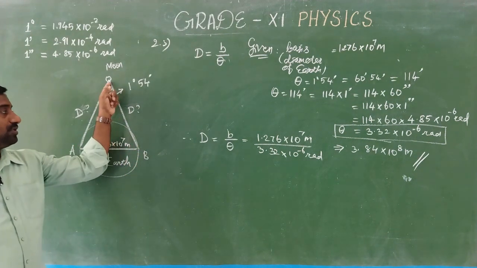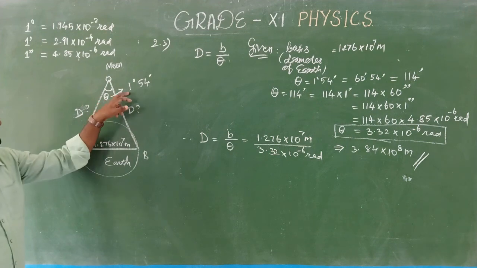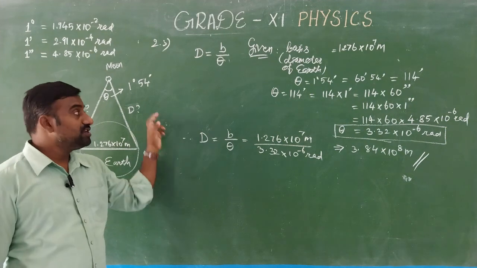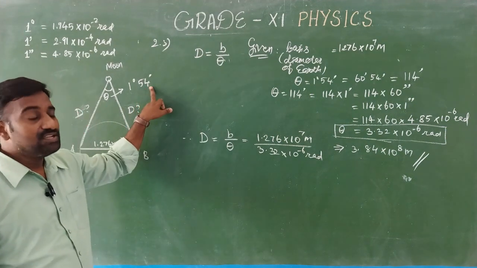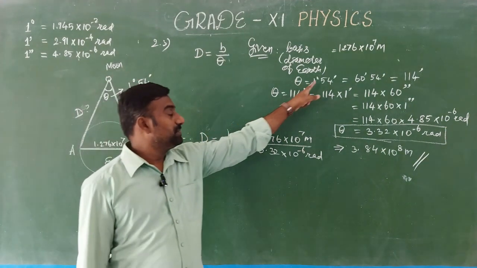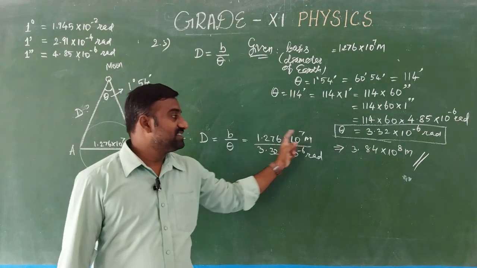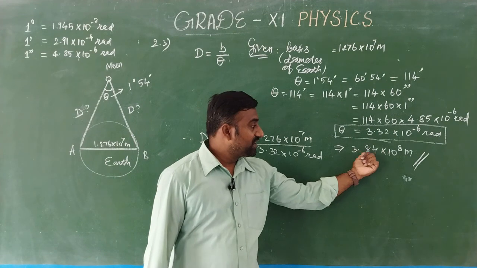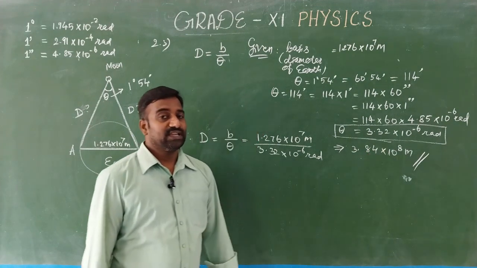Once again he observed the moon. It has some parallactic angle, but it is a very small angle only. But the angle is not given only in degrees, it is given in minutes, so we need to convert it into arcs again by this method. Then you substitute and simplify, and you will get the answer. So the moon is located 3.84 into 10 to the power 8 meter from the Earth.